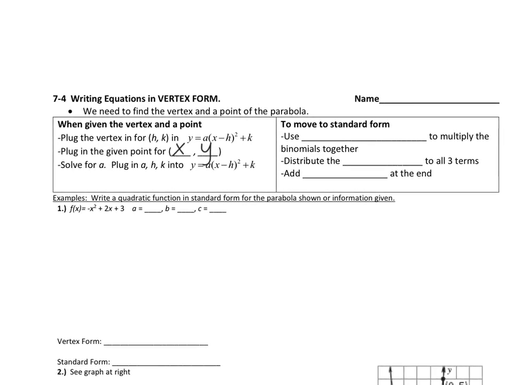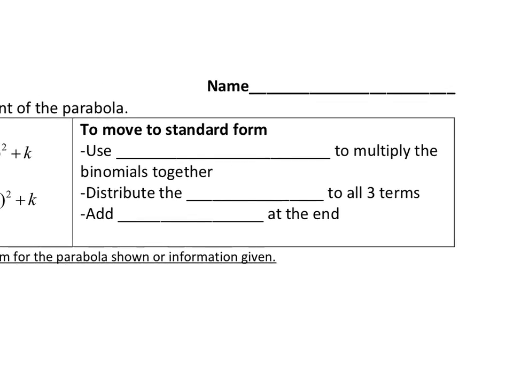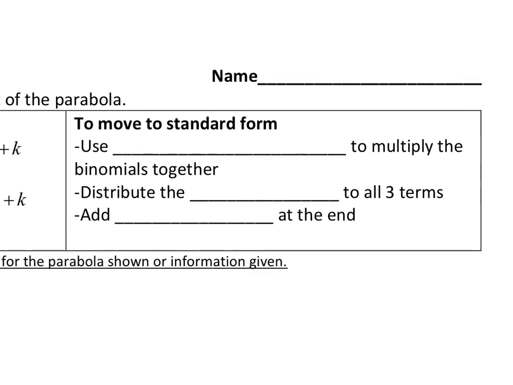We're also talking today about how to move that thing in vertex form back to standard form. We're going to use, I'm going to call it double distribution. Multiplying each to each, FOIL, whatever you want to call it. We use double distribution to multiply the binomials together. We distribute the a to all three terms, and then we add k at the end.